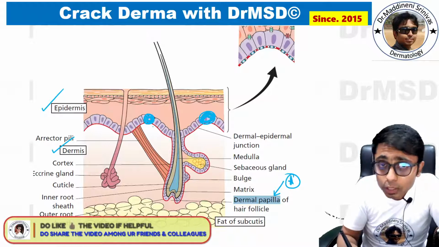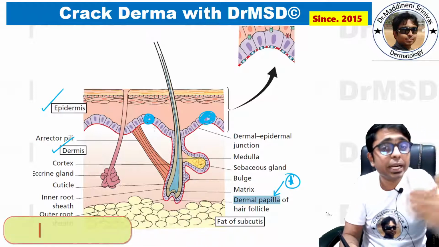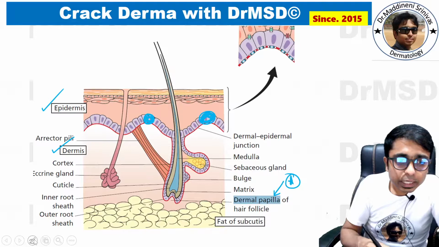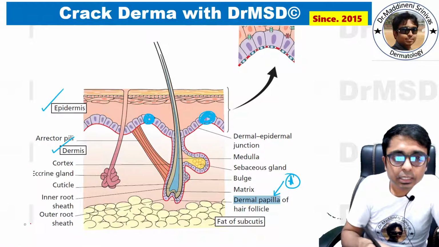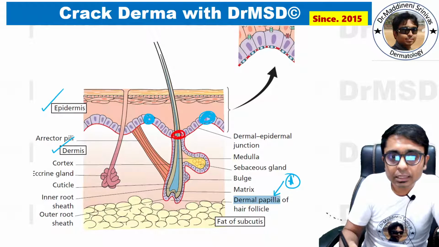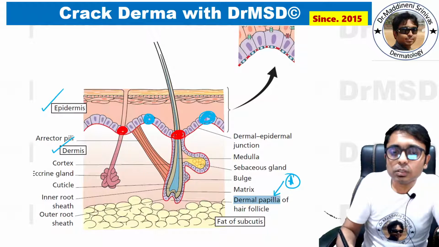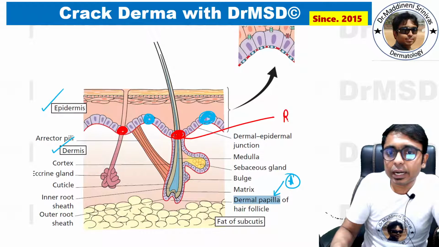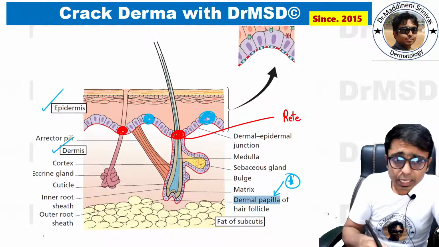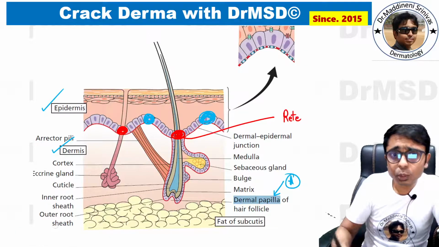And I hope you also know that the projections of the epidermis into the dermis, they are called as rete ridges. Very good. So those which are marked with red color are the rete ridges, and those which are marked with the blue are papilla, dermal papilla.